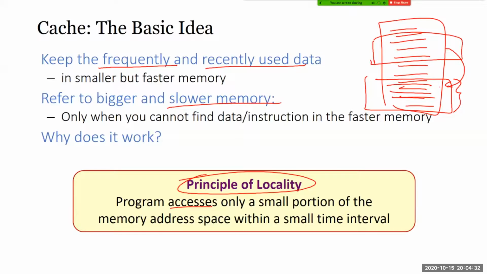Because usually the accesses your program needs are quite local. They're very near each other, just like when you have a for loop. In a for loop, the instructions keep repeating, so they're very near each other. So this is the idea behind cache. How come it can work?